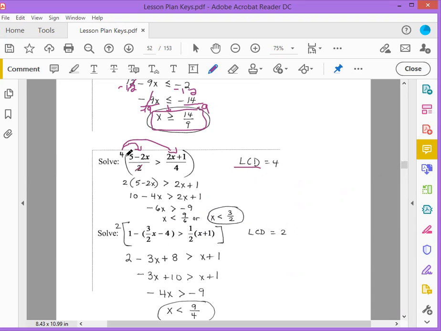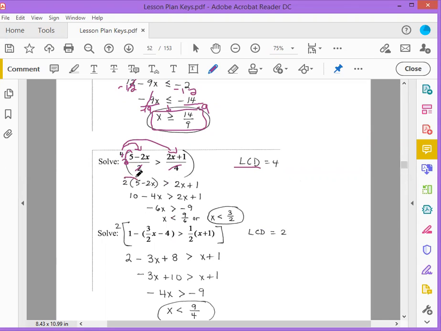Now 2 goes into 4 2 times. So we multiply 2 times that numerator. So we write 2 times the numerator, 5 minus 2x. On the right side of the inequality symbol, the 4's cancel, leaving the numerator, 2x plus 1.